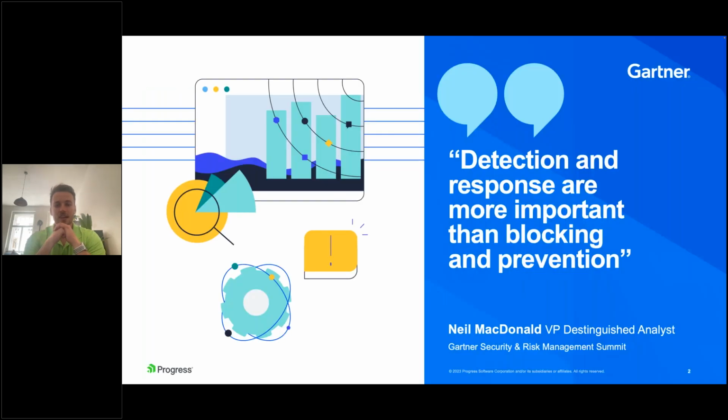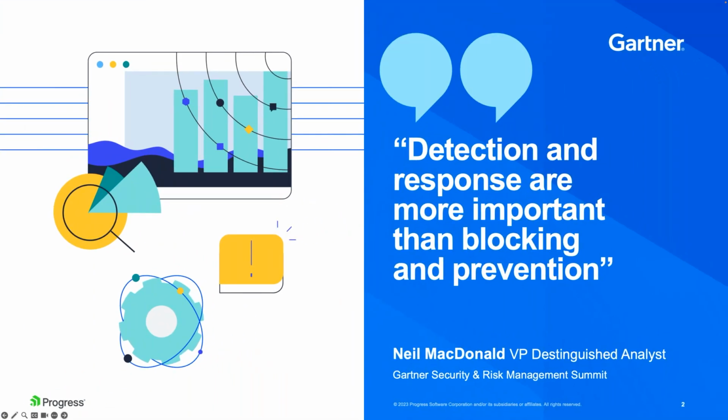So I would like to start in the beginning with a little bit of theory, and then we will jump into the live demonstration. So let me start with the quote. Detection and response are more important than blocking and prevention. And we know this for many years. It works the same in cybersecurity as in our daily lives, where first we need to have a disease before we can come up with a cure.